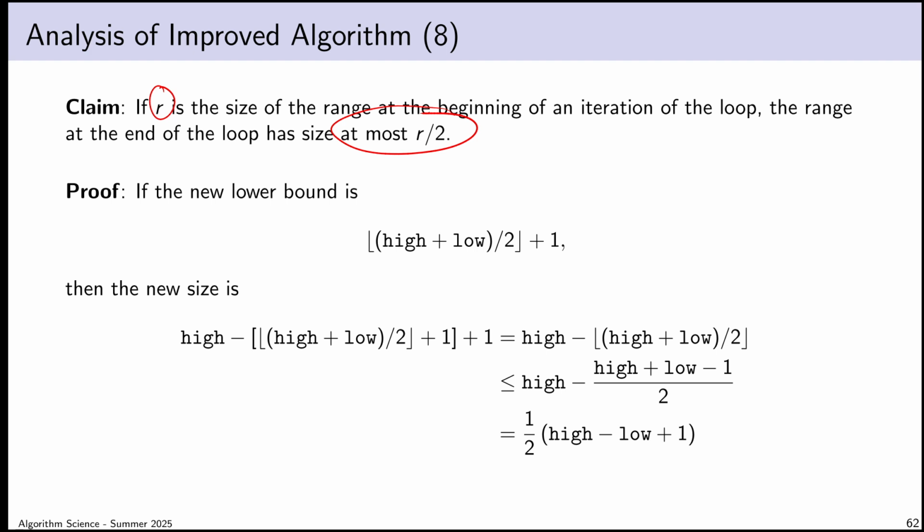I'm doing a very careful dance here around the floor function. If the size of the range is 7, then r over 2 is 3.5. What does that even mean? When I say at most r over 2, what I mean is that if r over 2 is not an integer, then it's at most equal to the largest integer below that number. So I am allowed to say r over 2, even if that might be a non-integer value. The way I'm going to prove that the range is cut in half at each step is to do a bunch of tedious algebra on the two cases.